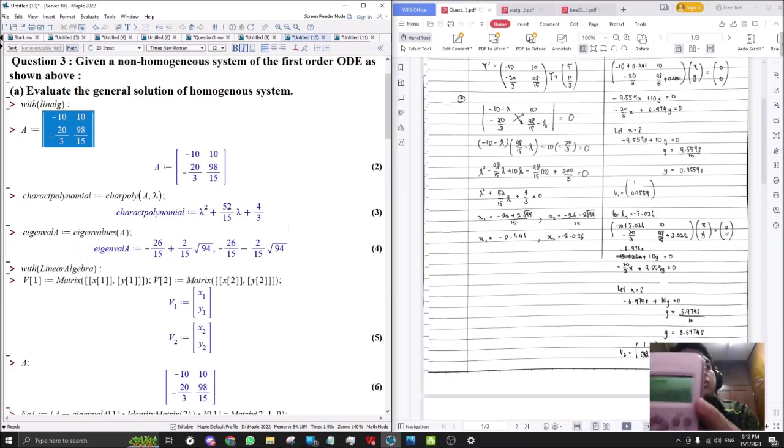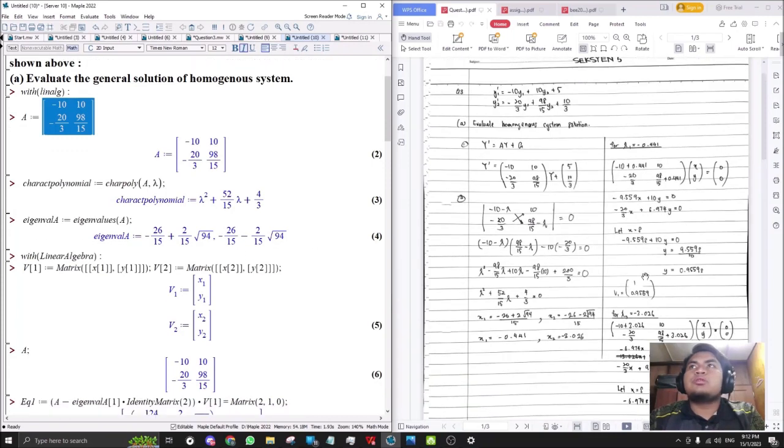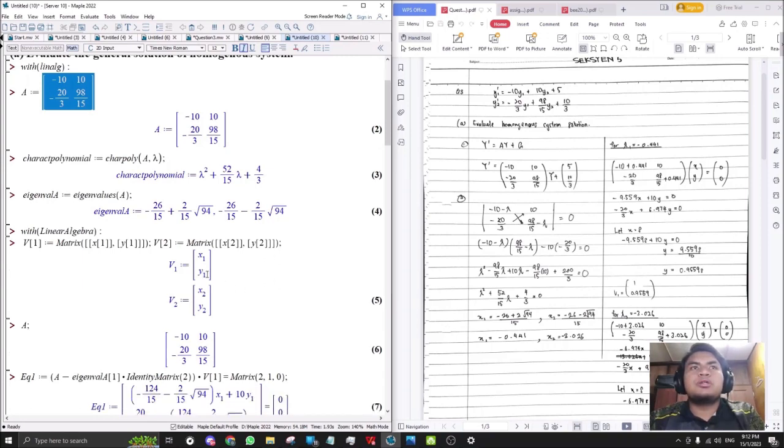Okay, so we get the same number with the simulation and also for the calculation, and the value is just the same. After that, we want to find y1, s1, y1, s2 and y2. For the simulation we insert the coding, which is with linear algebra, and this is the equation.